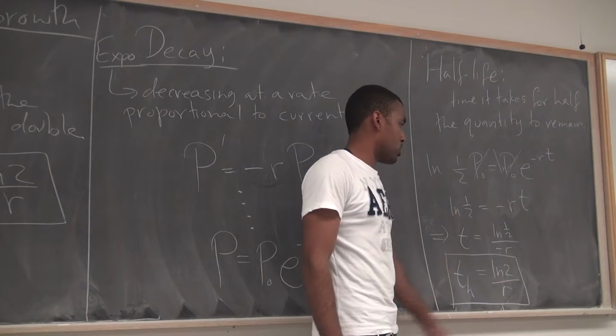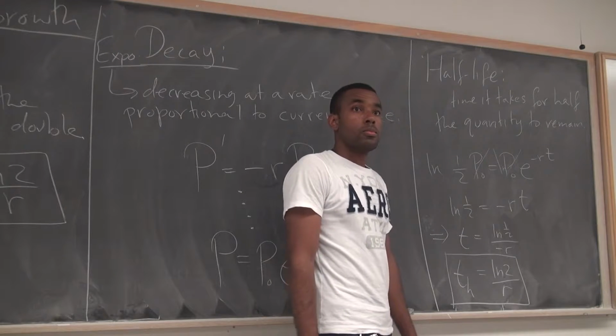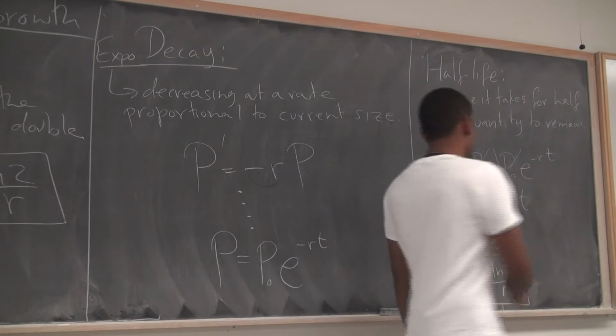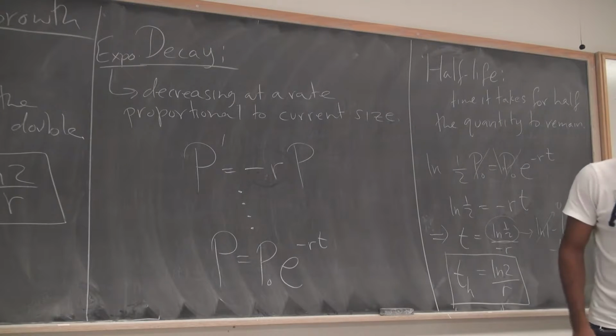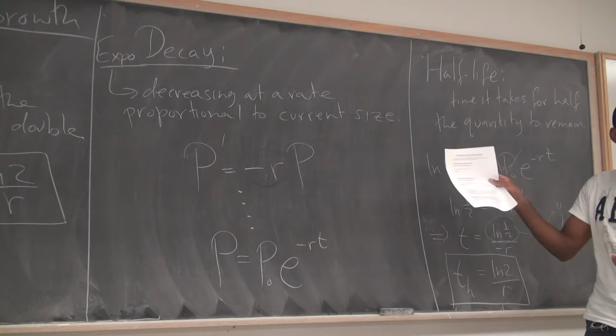How does this become ln 2 over R? ln 1/2 is negative ln 2. Right, so ln 1/2 by our log rules is ln of 1 minus ln of 2. Log of 1 is 0. So this overall is minus ln 2. The minus cancels with the minus here. Okay, and so that's where these set of formulas came from.